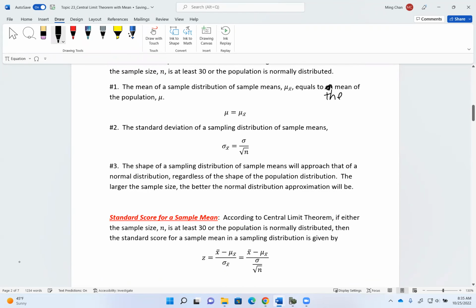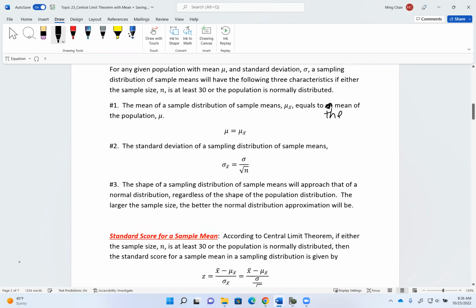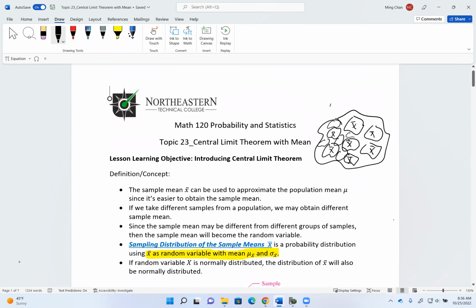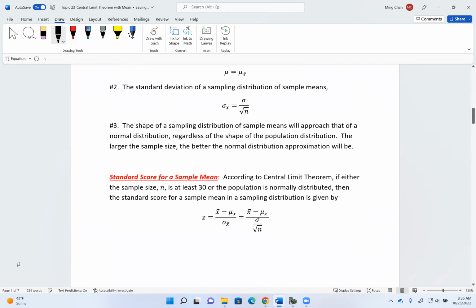The third characteristic of the central limit theorem says the shape of a sampling distribution of the sample mean will eventually approach that of a normal distribution, regardless of the shape of the population distribution. The larger the sample size, the better the normal distribution approximation will be. Of course, the bigger the sample size, the closer and closer I'm getting to the true population. That's the idea.